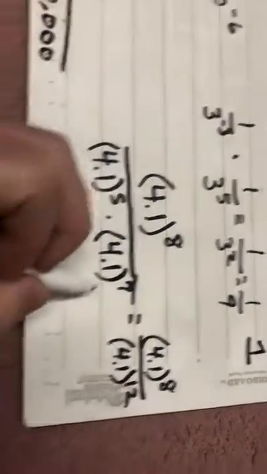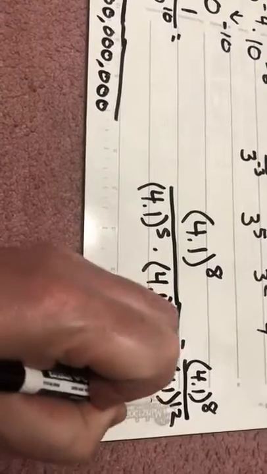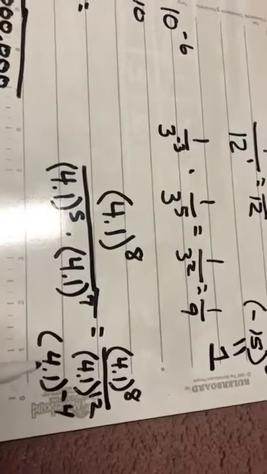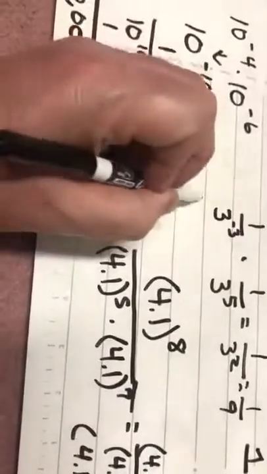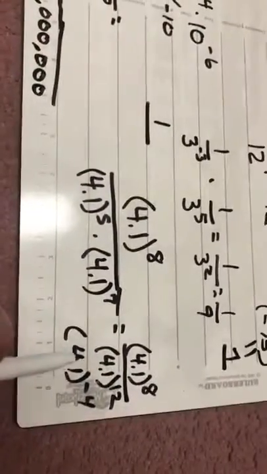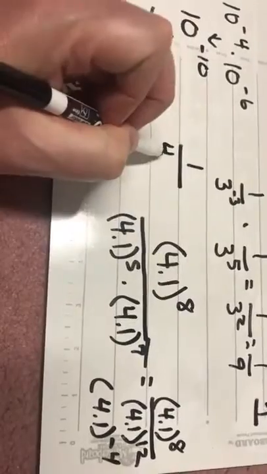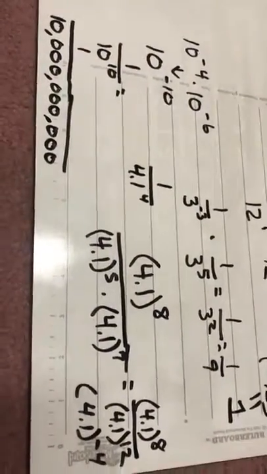And that gives me negative 4. So that leaves me with 4.1 to the power of negative 4. Well, that's a negative exponent, so I'm going to have to set that up as a fraction with 1 as the numerator. And since it's 4.1 to the power of negative 4, I know it's going to be 4.1 to the power of positive 4.